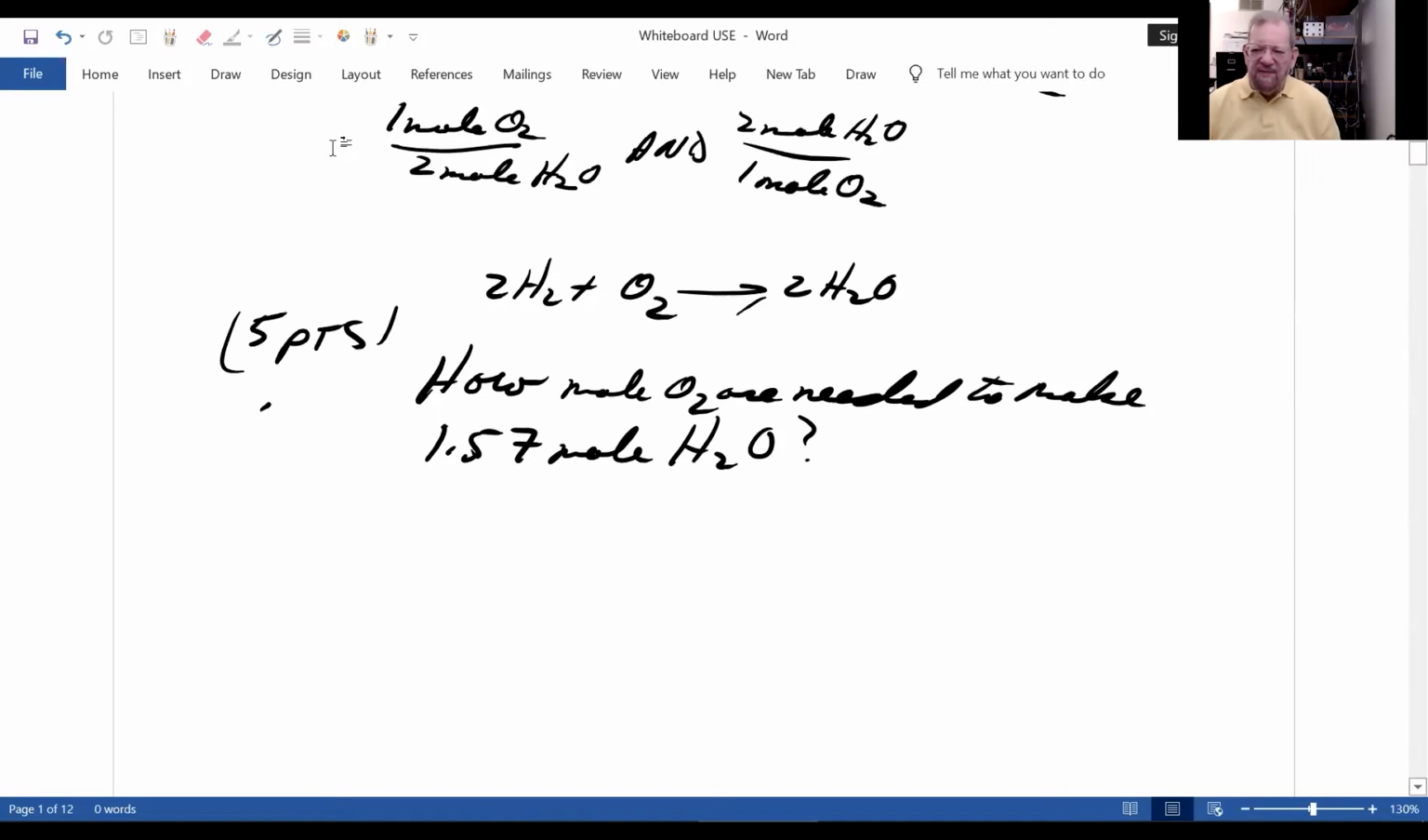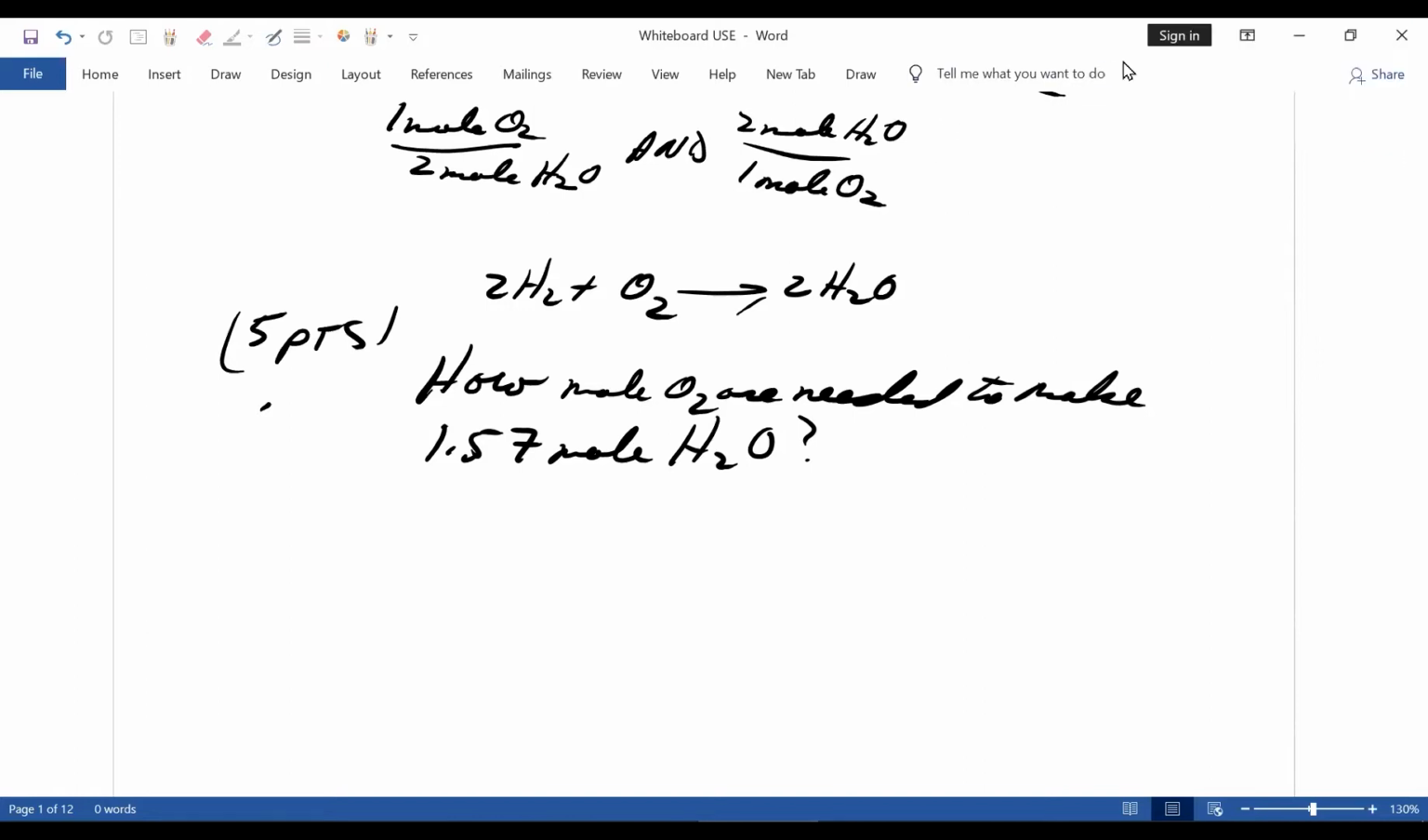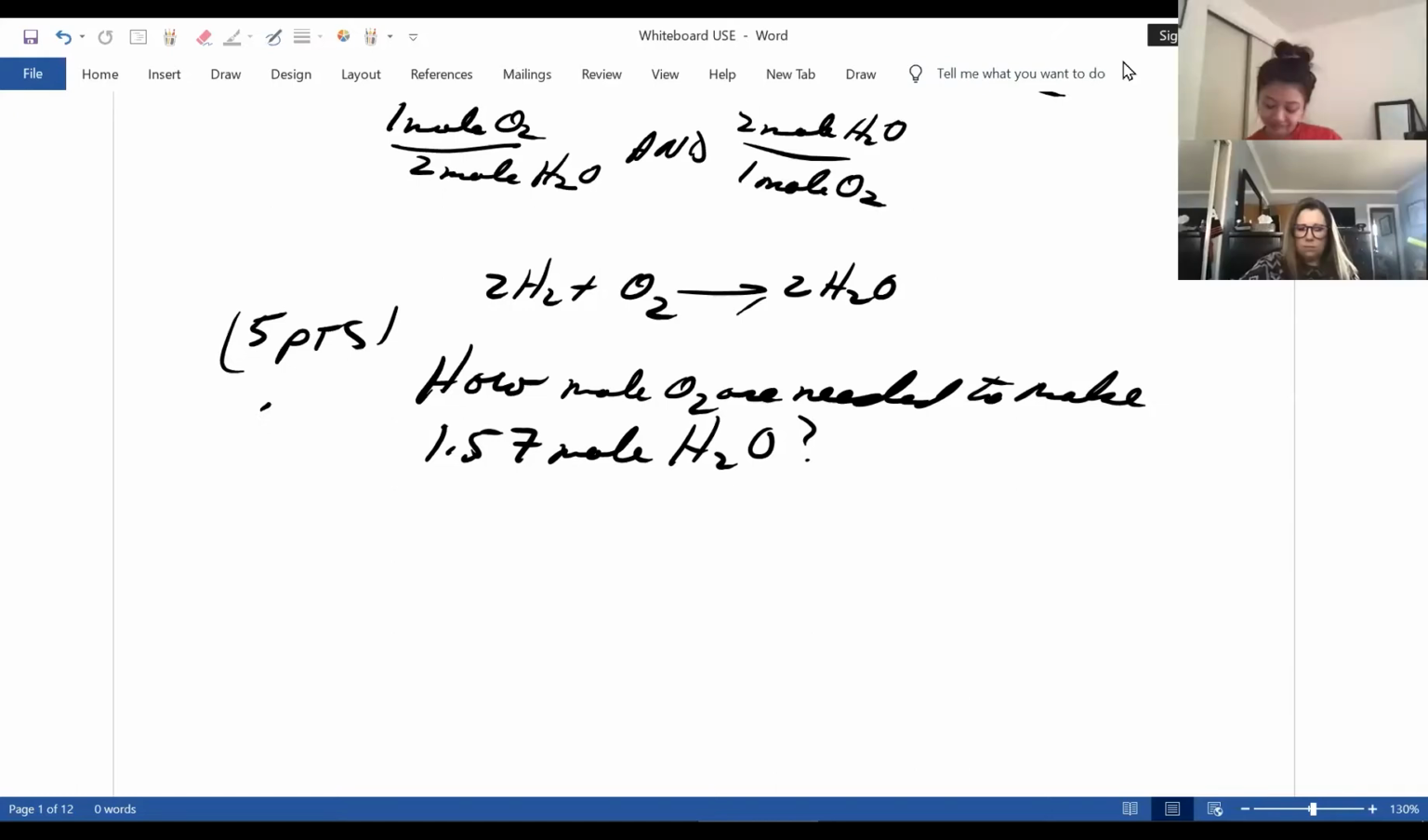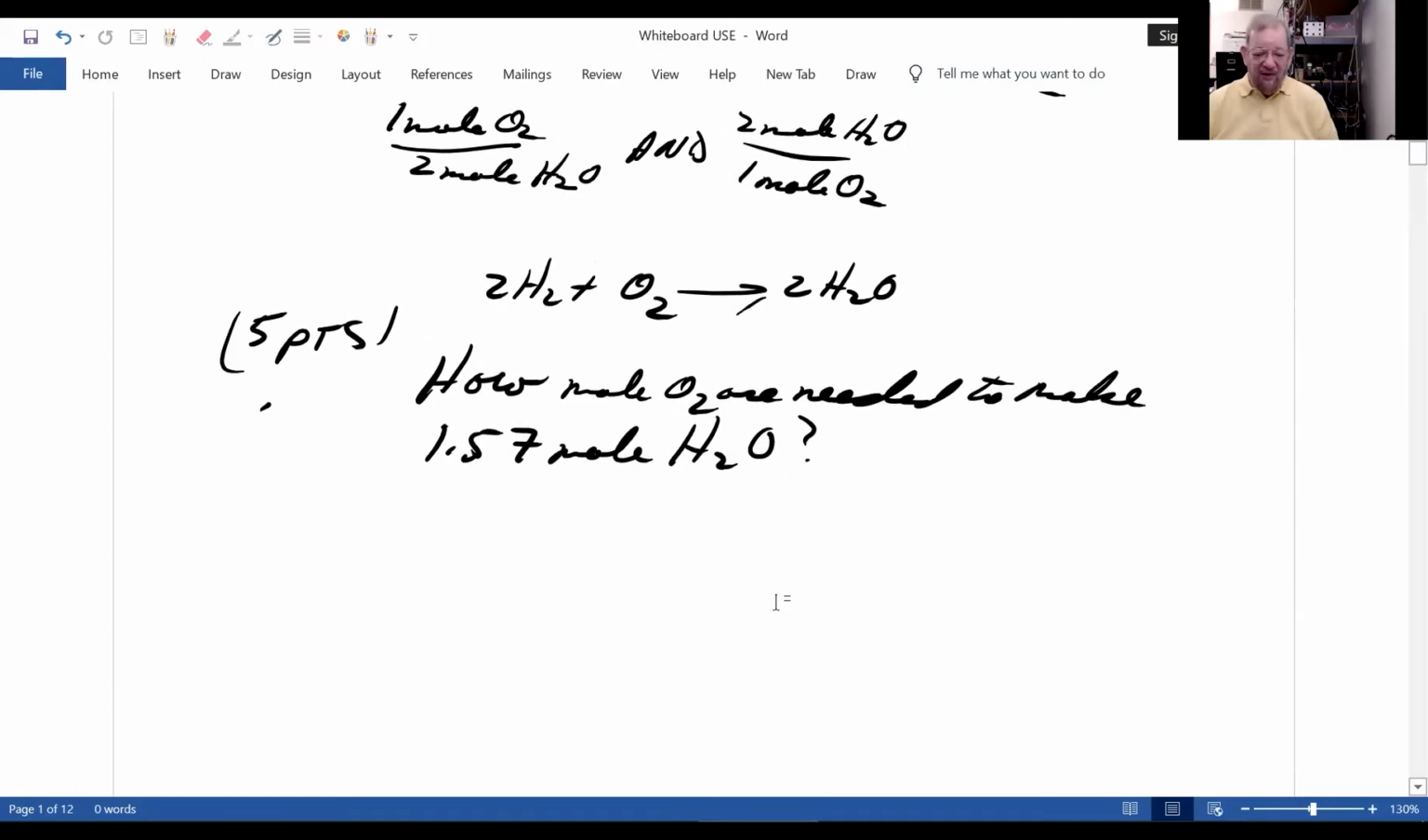All right, let's look at the following problem. How many moles of oxygen are needed to make 1.57 moles of water? Can you see the problem? Thank you. All right, so how do you do this? Good question. Well, first of all, what am I trying to find? Moles of oxygen. What am I given? 1.57 moles of water. Well, this is the only number I have to start with.